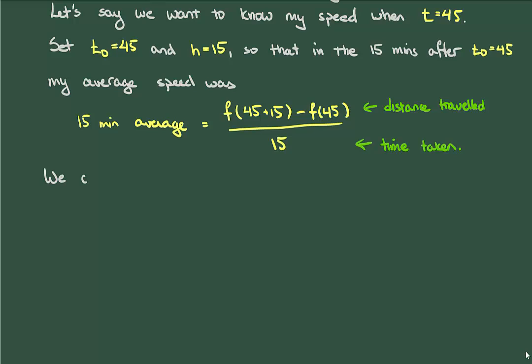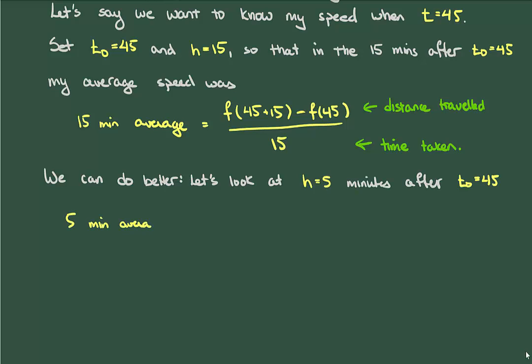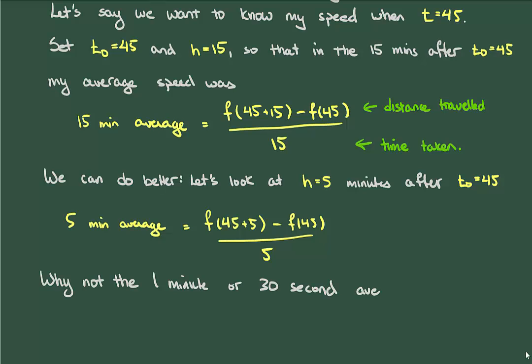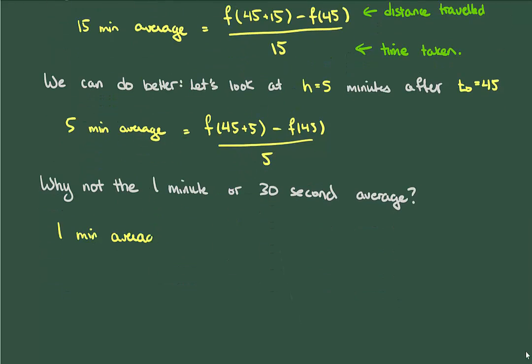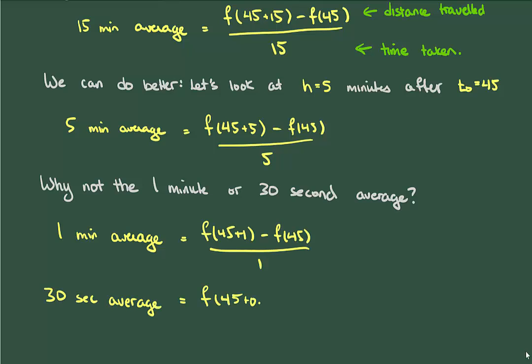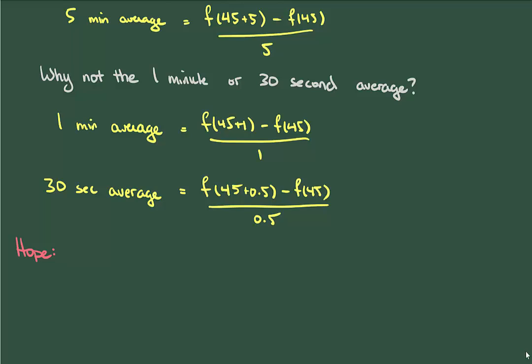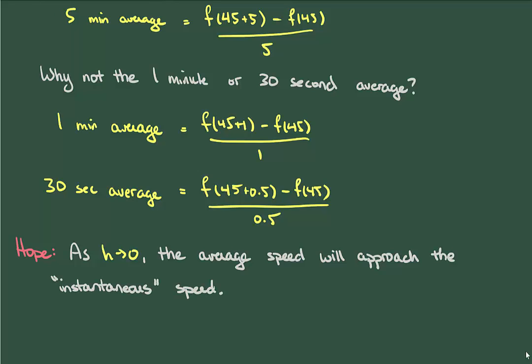But 15 minutes is a pretty rough estimate, and I think I can do better. So let's look at the 5-minute approximation. I get the same formula as above, but this time all the 15s are now 5s. Now there's nothing special about 15 minutes or 5 minutes, so let's shorten this even further. The 1-minute approximation is like this, and the 30-second approximation corresponds to when h is 0.5. The hope, then, is that by taking better approximations, that is, by letting h go to 0, the limit will result in the instantaneous speed.